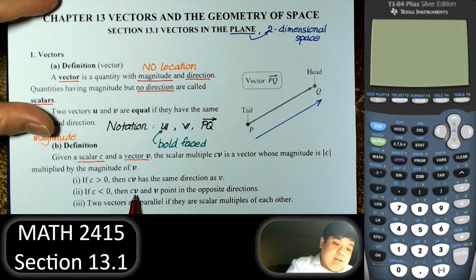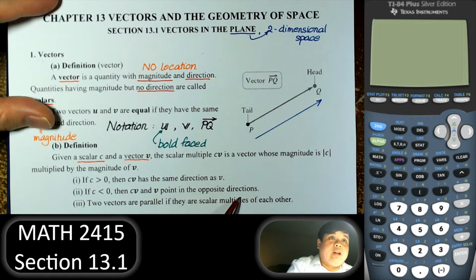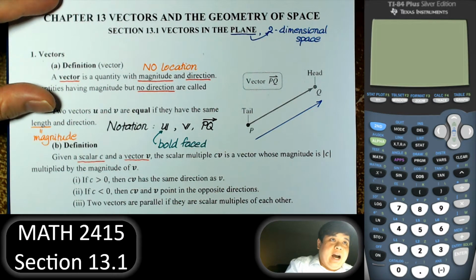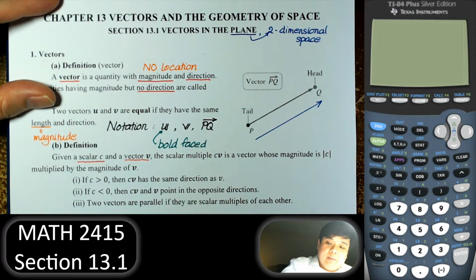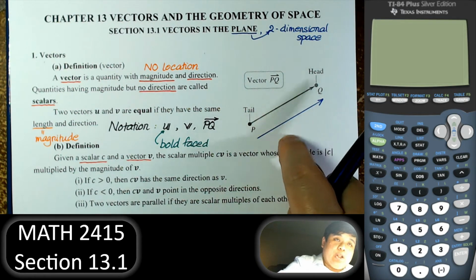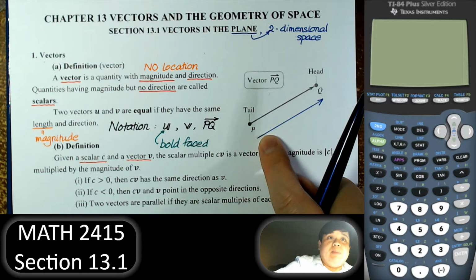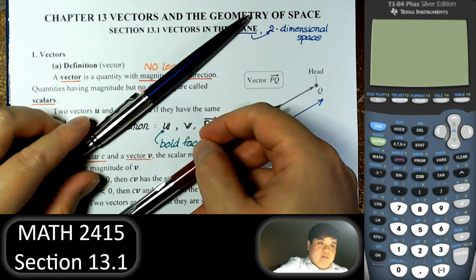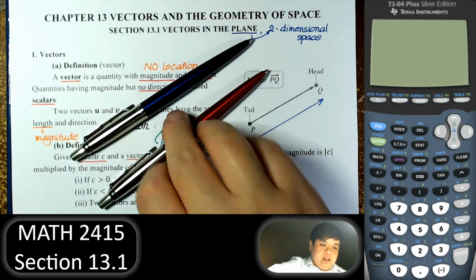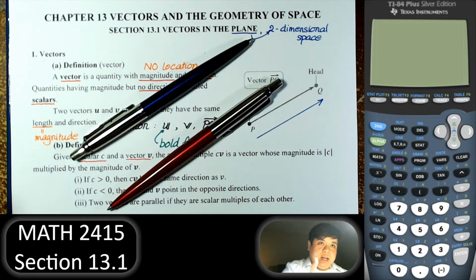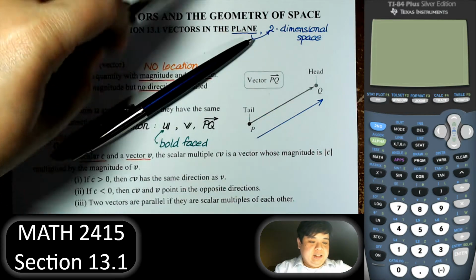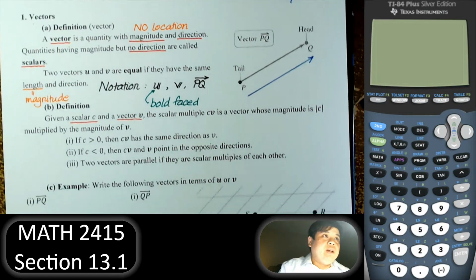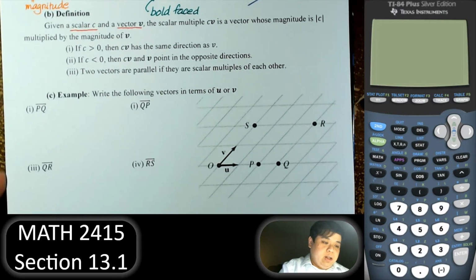If C is negative, CV and V point in opposite direction, and they are parallel if they are scalar multiples of each other. So when we say those two are parallel, the direction though doesn't matter. It can point that direction or opposite direction. As long as they point in the same direction or opposite direction, we can call them parallel, as long as one is the multiple of the other. Right. So let's look at the first example.